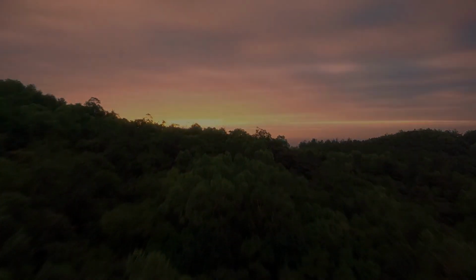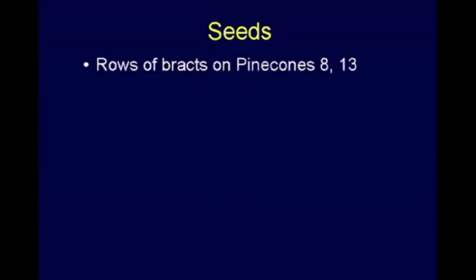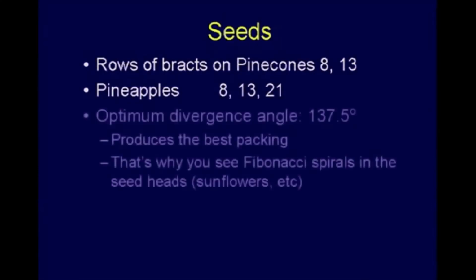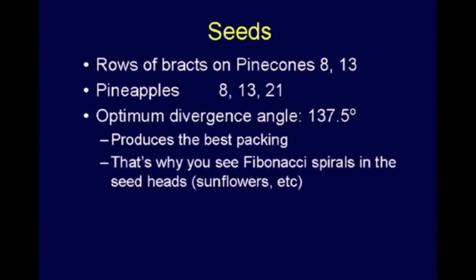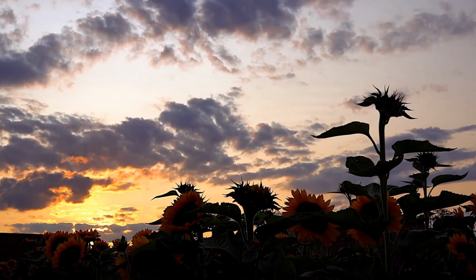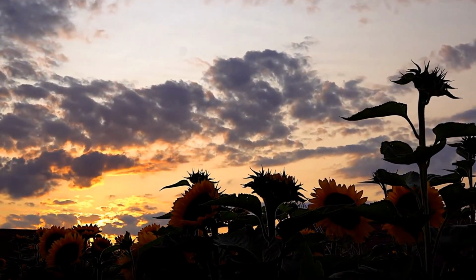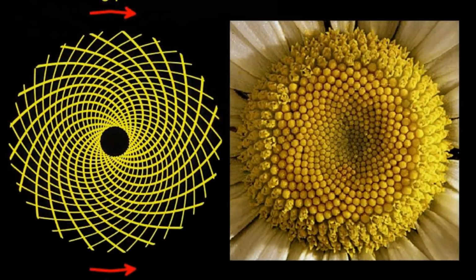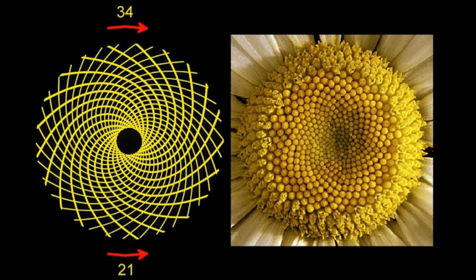So about seeds. The rows of bracts on pine cones, it's 8 or 13. There's 2 rows. On pineapples, there's 3 rows. It's 8, 13, and 21. And it turns out there's an optimum divergence angle of 137.5 degrees, which is, in effect, a fraction of the 360. That's a Fibonacci number. It produces the best packing. And that's why you always see Fibonacci spirals on sunflowers. If you look at a sunflower, you've got 2 divergent spirals.